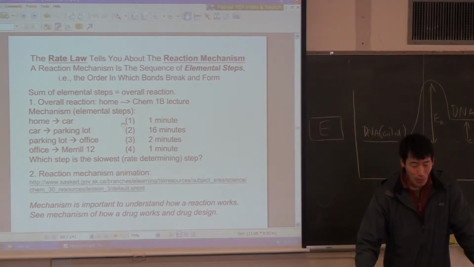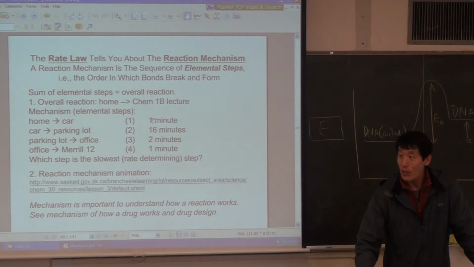So here's a reaction mechanism for me getting to work. From home I walk to my car. I rounded that to 1 minute, it doesn't take me that long. Then from the car I drive to the parking lot, which takes me 16 minutes on some days. From the parking lot to my office takes 2 minutes, depending on how fast I'm walking. And then from the office to Merrill 22 takes a minute. Note that there are 4 steps in this mechanism. If we add up all 4 steps, what would be the overall reaction?